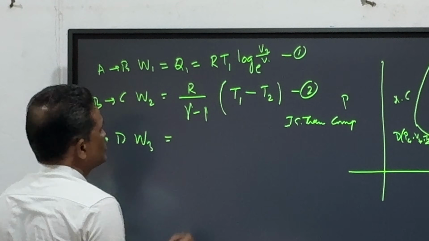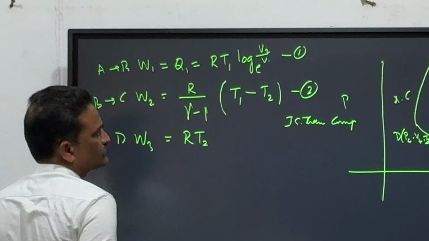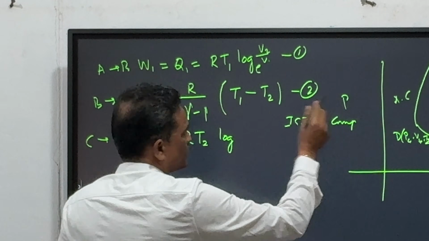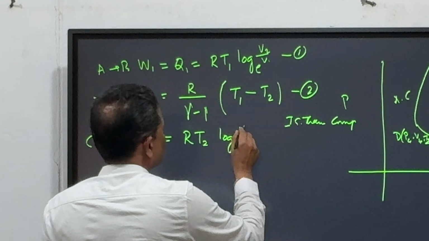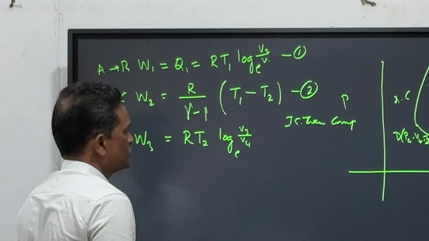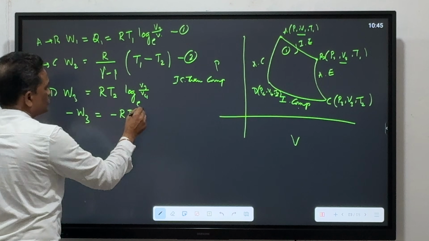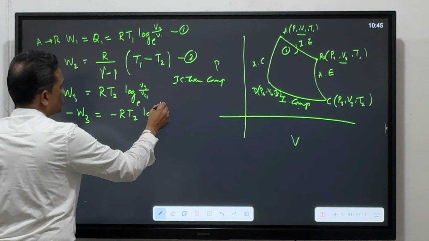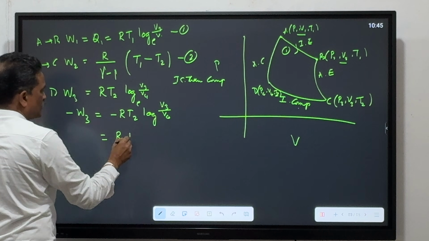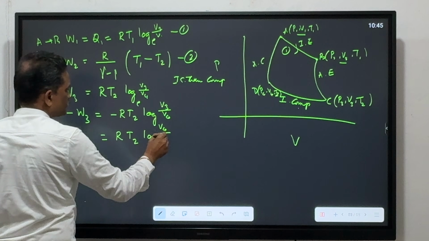So W3, in the same way, I write it here: RT2 log, I am going from V3 to V4, so V3 by V4 to the base e, but I should take it as minus. This is minus RT2 log V3 by V4 to the base e. So if I take minus, it will become RT2 log V4 by V3.